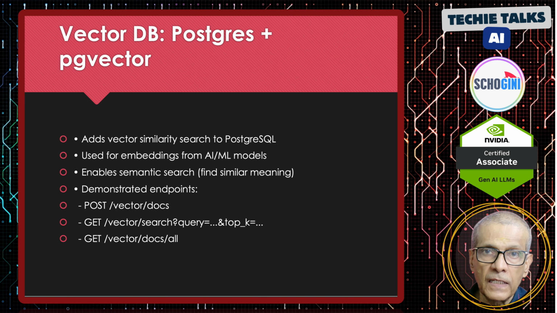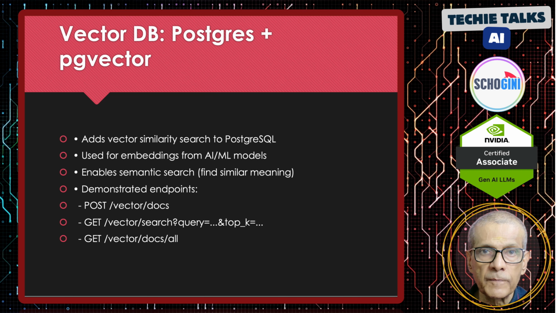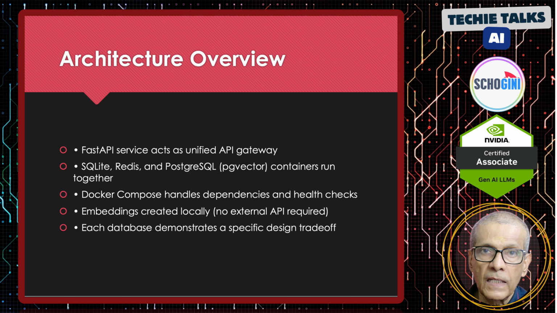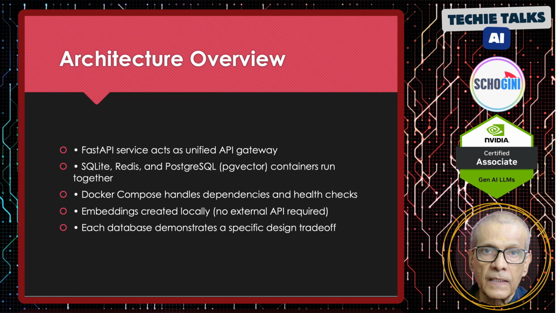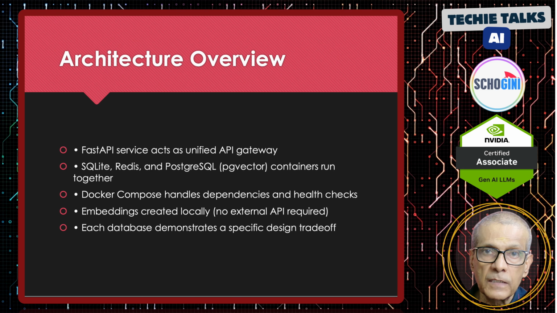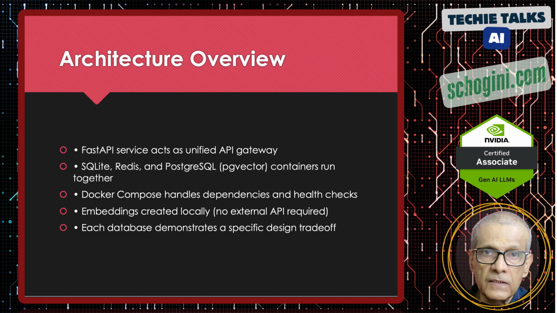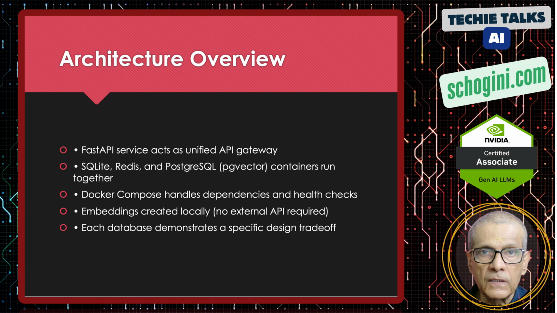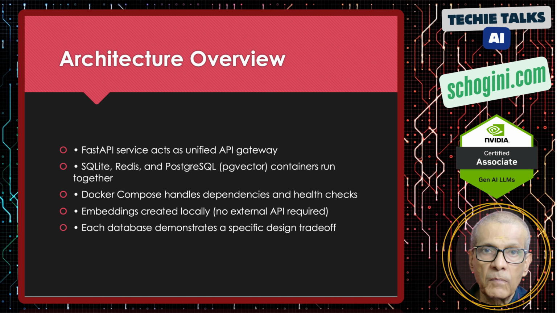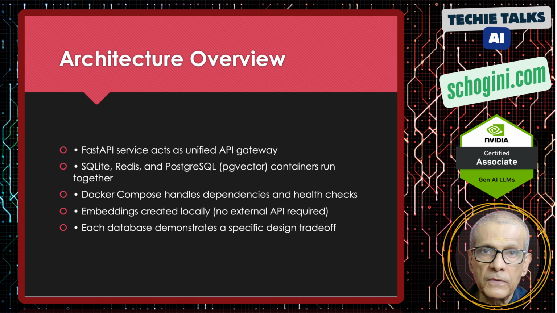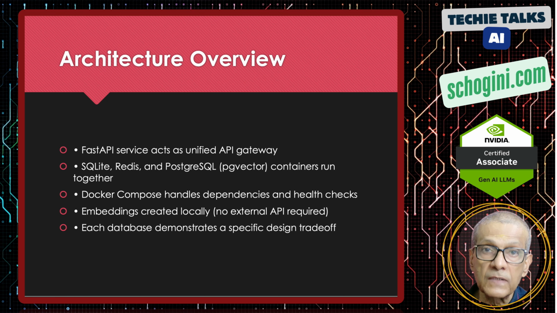So, the project architecture overview. Let's see how it all fits together. FastAPI is a single entry point, a unified API service. Docker Compose orchestrates three containers: SQLite, Redis, and Postgres with pgvector. Each one exposes specific endpoints handled by FastAPI routes. The API automatically waits for databases to start and initializes tables and extensions on startup. In short, this architecture demonstrates a multi-database, microservice-friendly setup, perfect for education and production prototypes that are scalable.